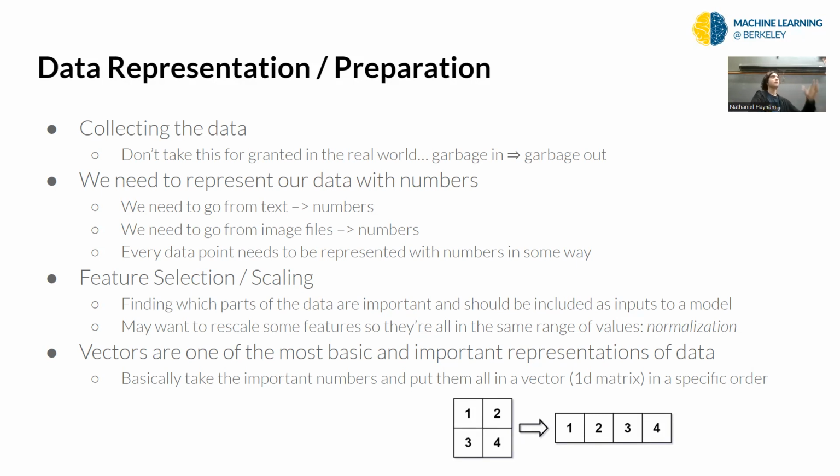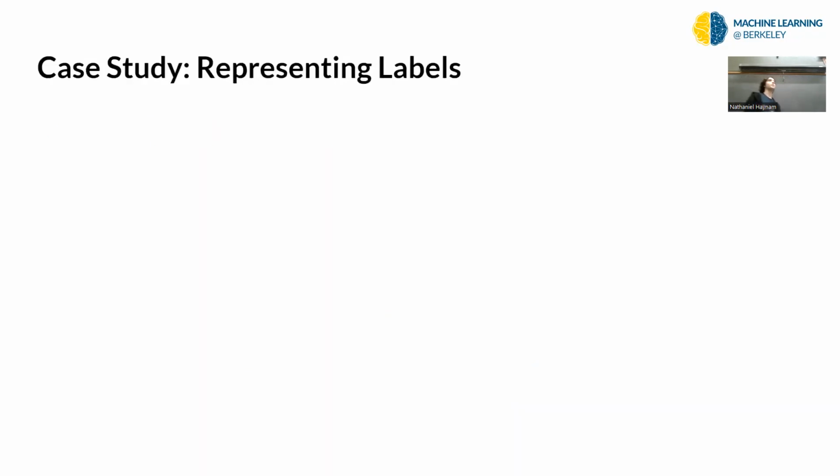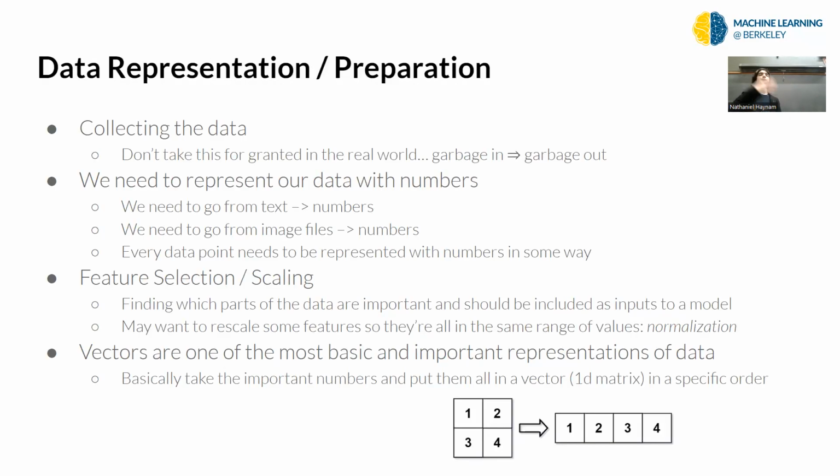And then we briefly talked about feature selection and scaling. So we might say, okay, the square footage of the house might be more important. That's a feature that we want to keep in, and so we might want to scale that, increase the weight or importance of that feature. This is more application specific.